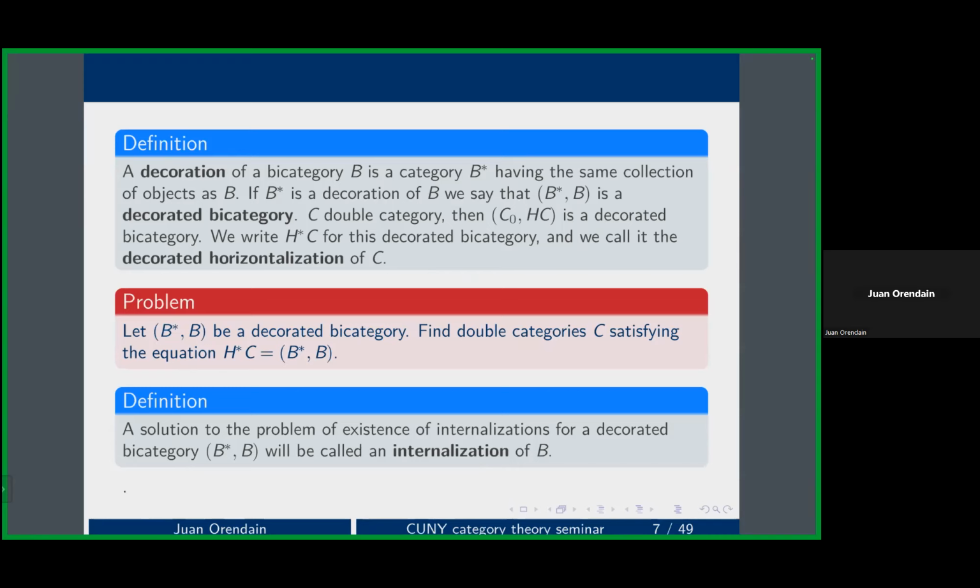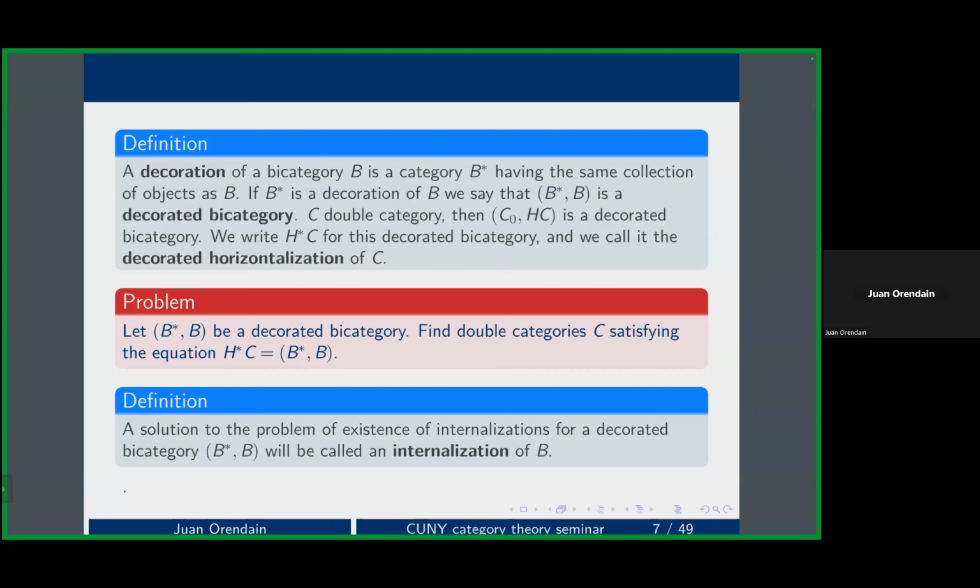Now, suppose C is a double category. Then the pair formed by the vertical arrows, which we call C naught here, and the horizontal bicategory of the double category would be a decorated bicategory. The thing on the right would be a bicategory, the thing on the left will be a category, and the objects will be the same. We'll write this as H star C, and we'll call this the decorated horizontalization of C. What H star C does is basically the same thing as H C, it just remembers the vertical arrows, but that's it.